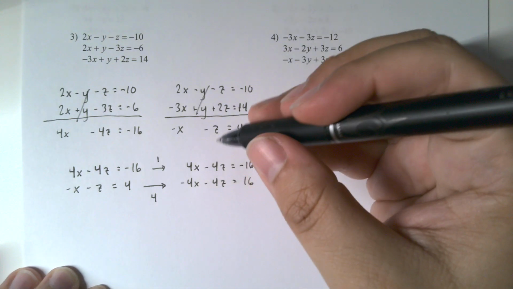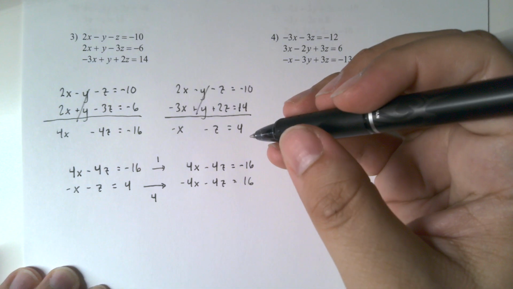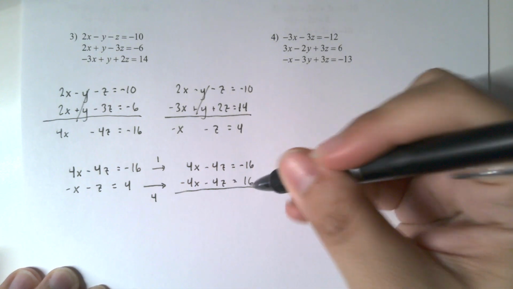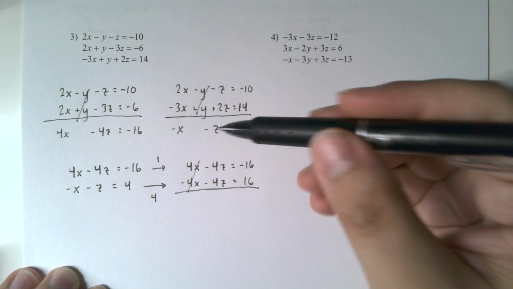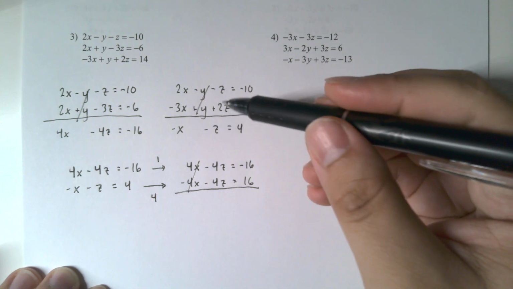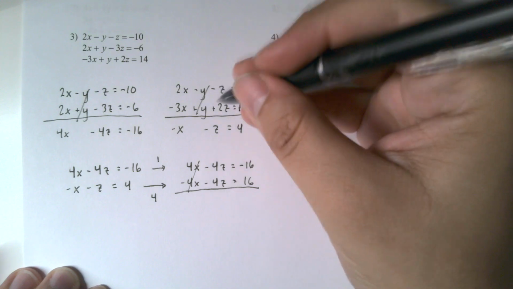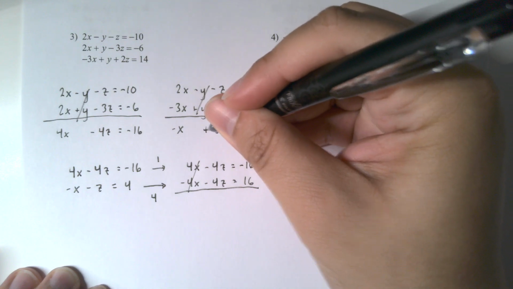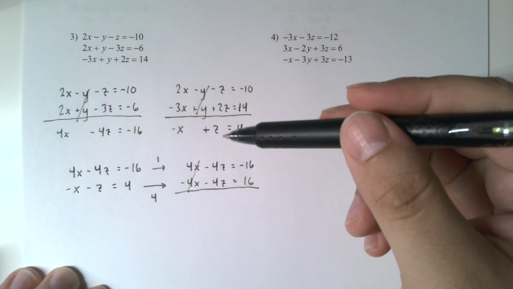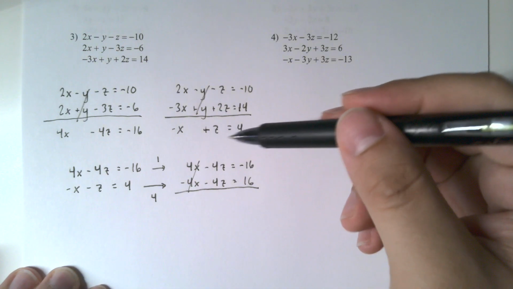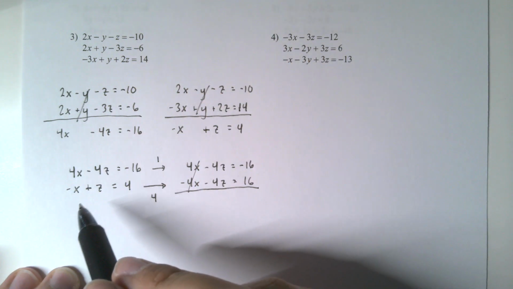And now look at that. When we add these two equations together, we're going to get 4x and, oh, sorry, I made a mistake here. This minus z and this plus 2z, that's going to be a plus z. Sorry about that. So we have -x plus z is equal to +4. That actually changes our answer a little bit right here.